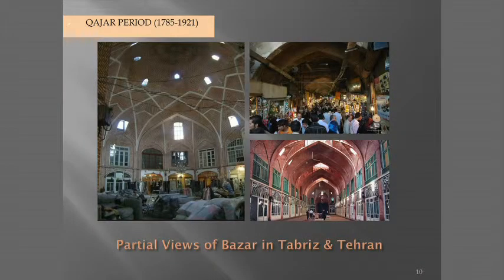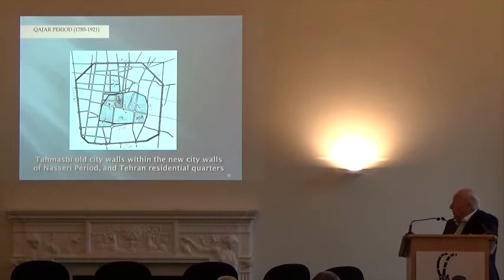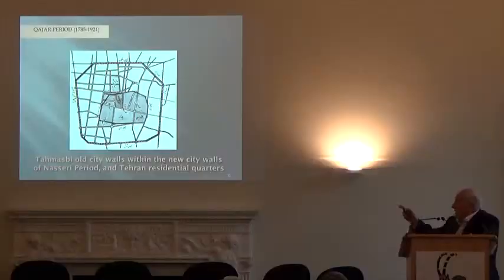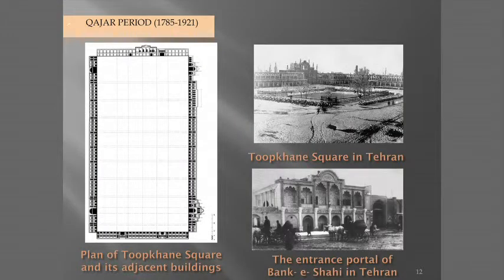And so the partial views of the bazaar in Tehran and Tabriz, and these are the very beginning of the modern period. This is the city wall, the new city wall by Nasiruddin Shah. And as you see, there are the straight streets, and the old one is right in the middle. And these are the big square, as I think it was shown before.